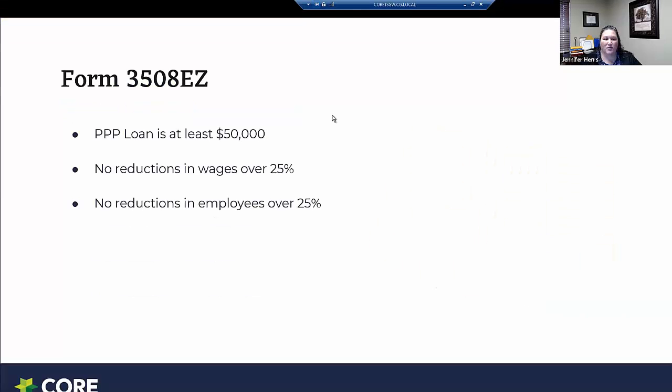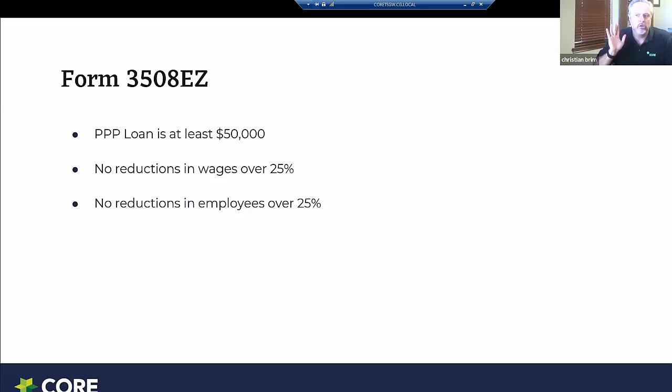All right, Form 3508EZ. If your PPP loan is at least 50,000, so 50,000 or more, no reductions in wages over 25%, and no reductions in employees over 25%.